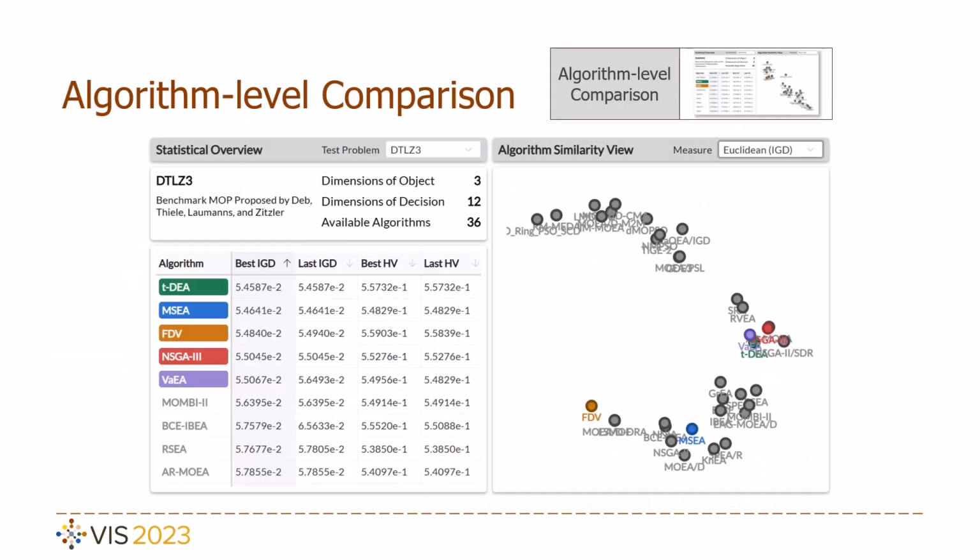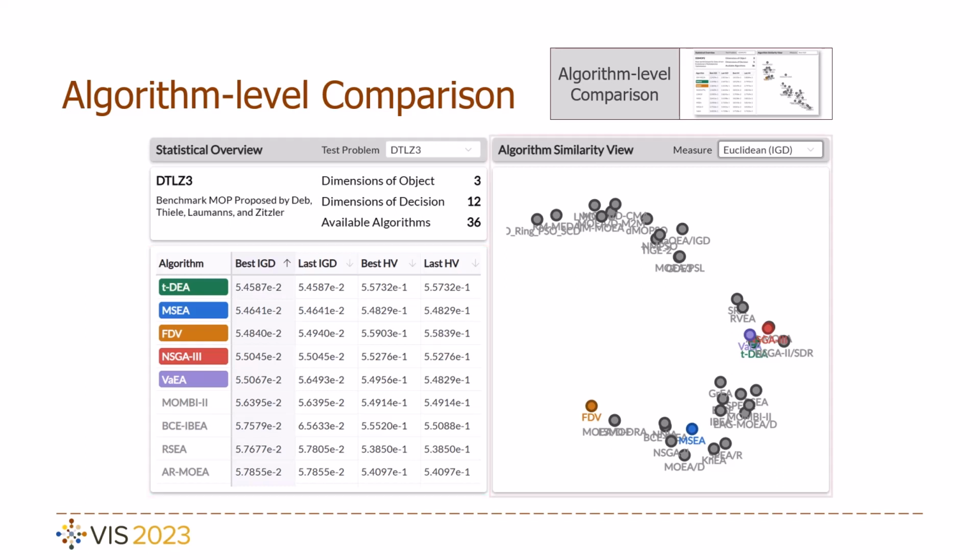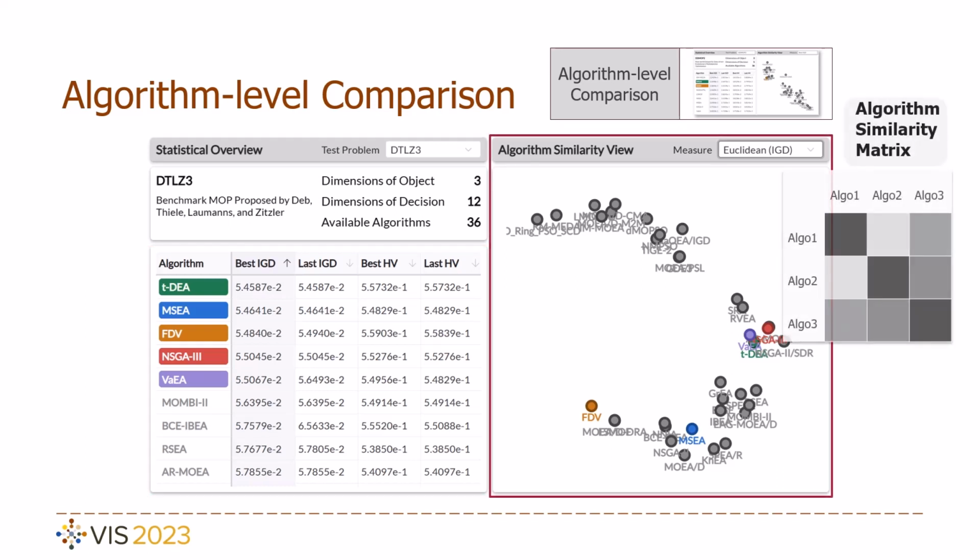After data preprocessing, the algorithm level comparison module gives a coarse overview of the relationship between different algorithms. A quality measure table itemizes the IGD and HV values. The scatter plot on the right depicts the similarity among algorithms by t-SNE projection.